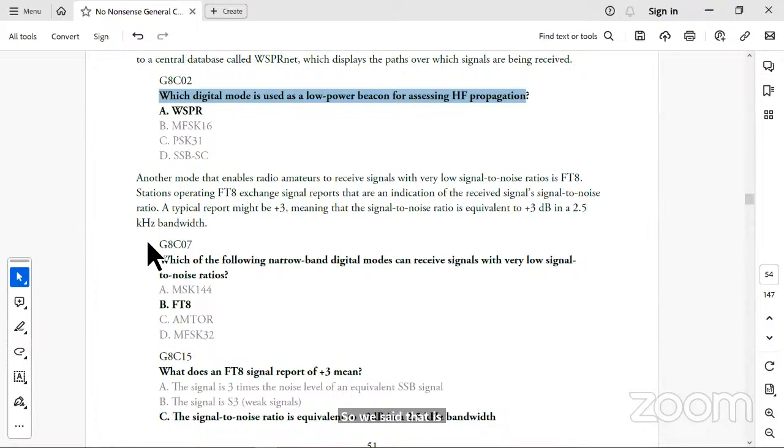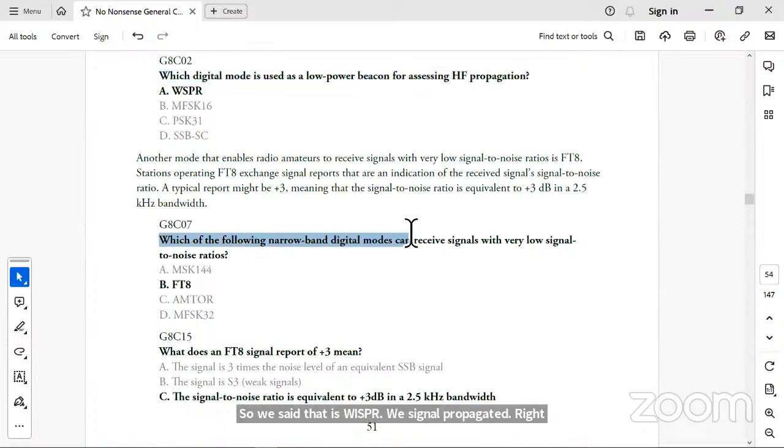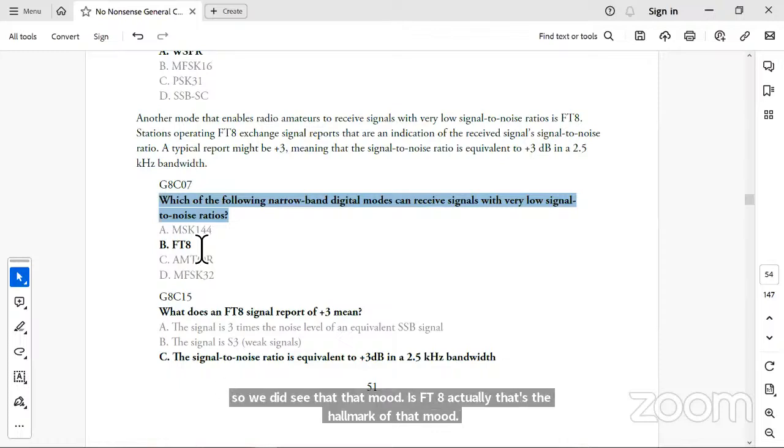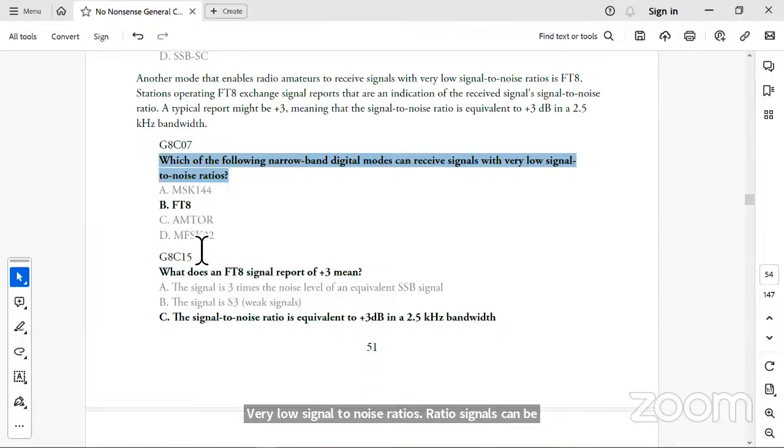Which of the following narrowband digital modes can receive signals with very low signal to noise ratio? Sometimes signal to noise ratio is abbreviated SNR. We did say that mode is FT8. Actually, that's the hallmark of that mode. Very low signal to noise ratio signals can be heard and interpreted.